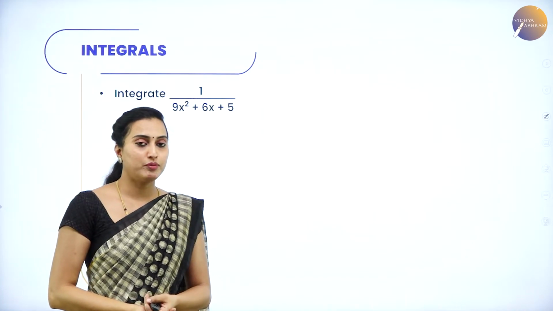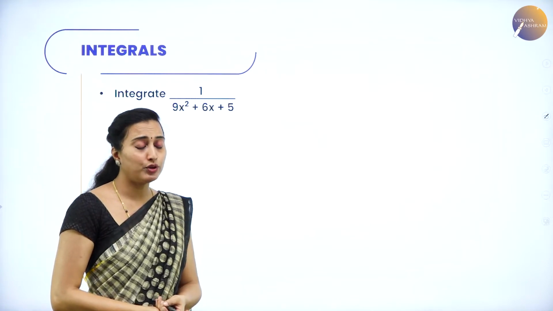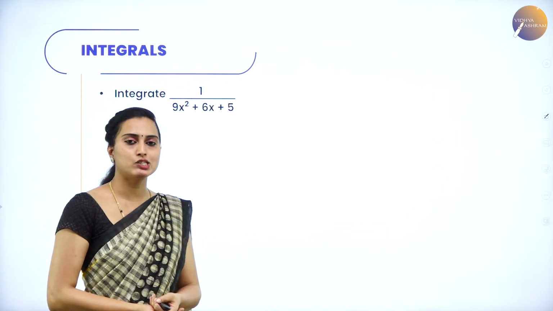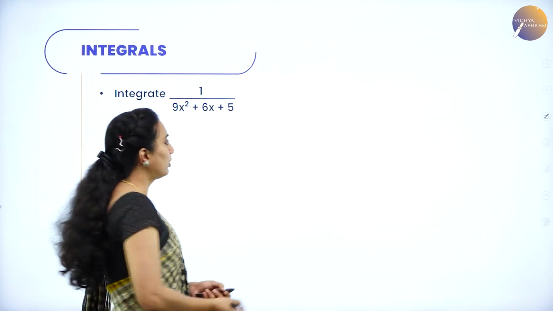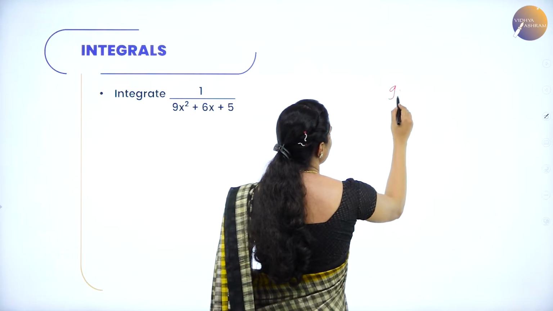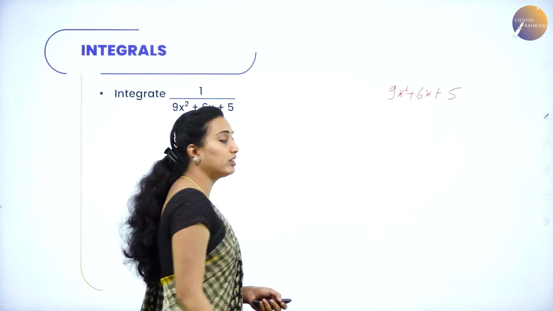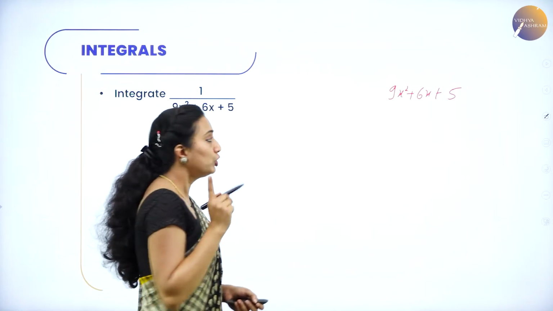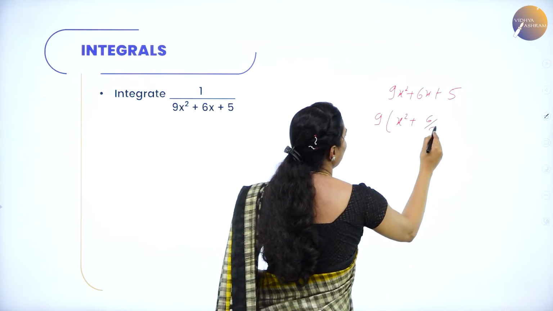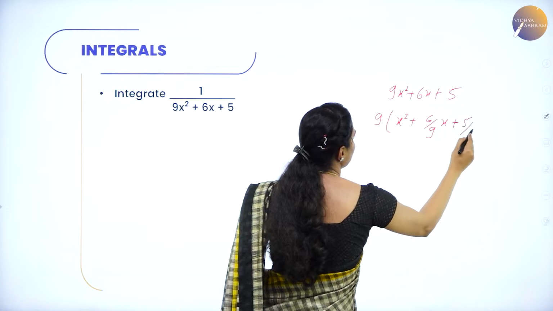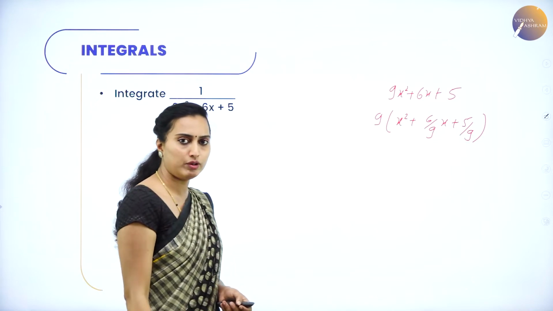What they asked in the next problem: integrate 1 over 9x squared plus 6x plus 5. So the denominator is not in the form of x squared plus a squared. Reducing to that form by completing the square. Let me take whatever they gave, 9x squared plus 6x plus 5. Now you have to make the coefficient of x squared 1. To make it 1, you can take 9 as a common factor: x squared plus 6 by 9 x plus 5 by 9. Now 9 will get cancelled, and 5 only will remain.